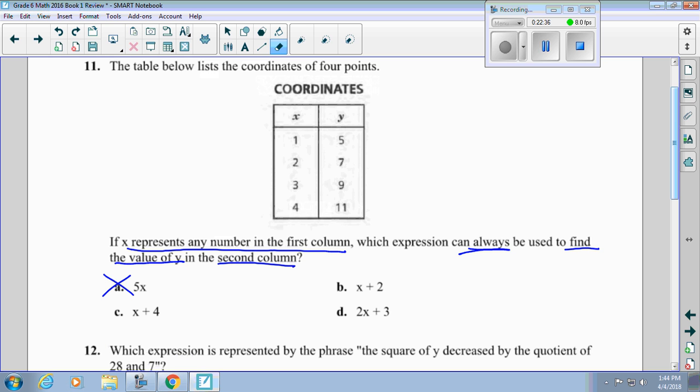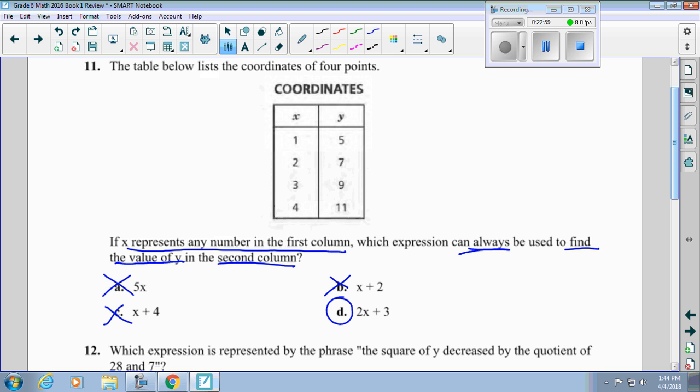All right? It has to be true for all of the numbers in this table. All right? So x plus 4. So again, you're going to have kids that say, oh yeah, look at 1 plus 4 equals 5. Well, 2 plus 4 equals 6, not 7. So this is incorrect. All right, so choice C is incorrect. The process of elimination again tells us it's D.